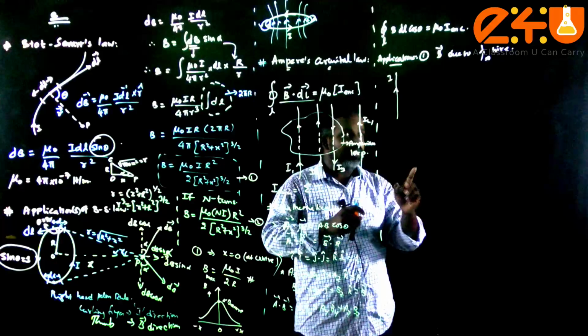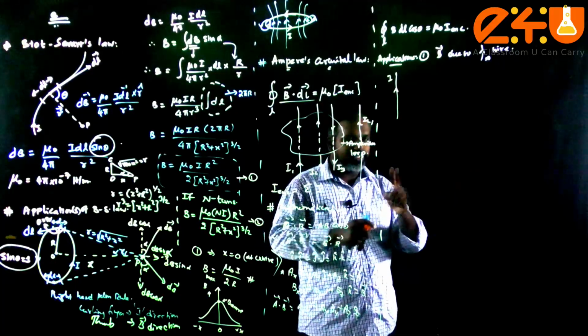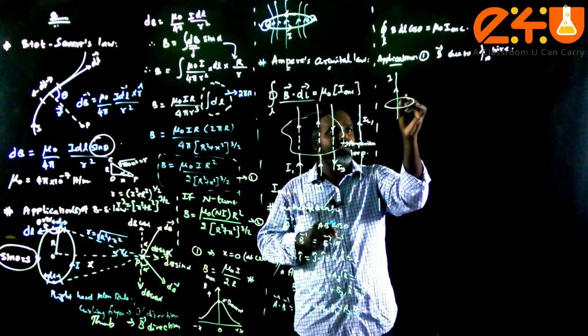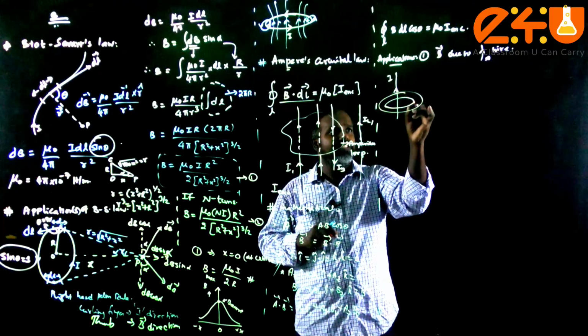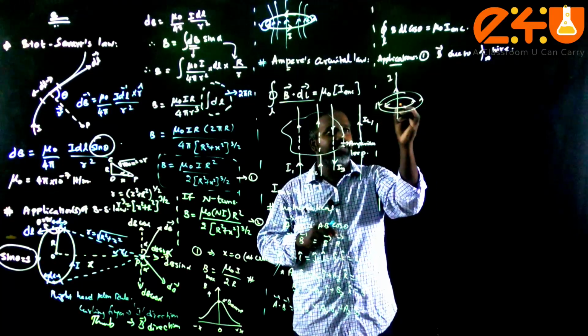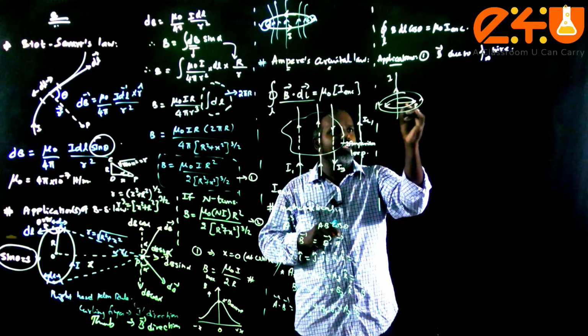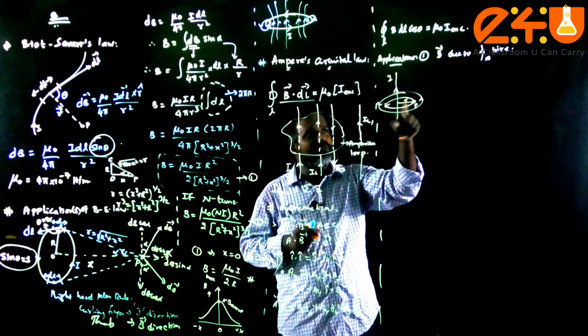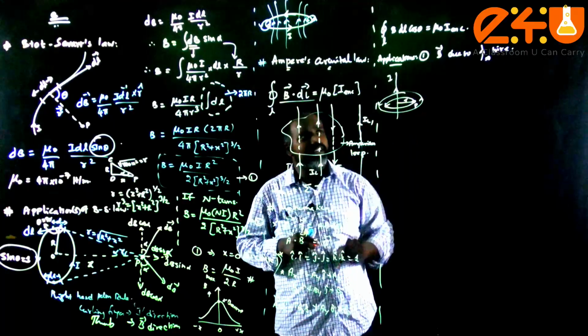means the current is upward, means the magnetic fields make concentric circles. So this will be the magnetic field pattern. So say for example, at any point P whose distance is r from the wire, we have to measure what is the magnetic field due to this current carrying system.